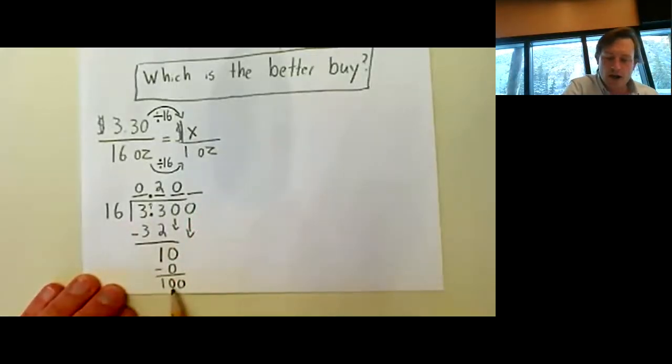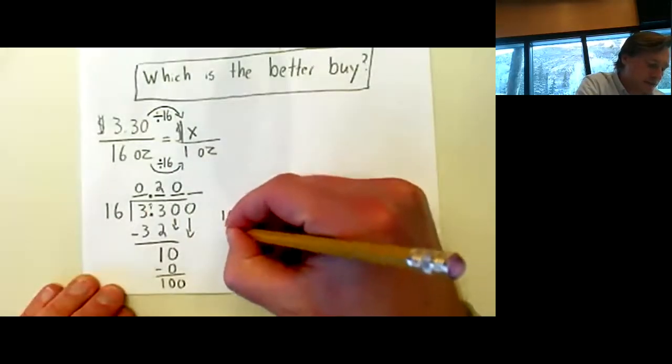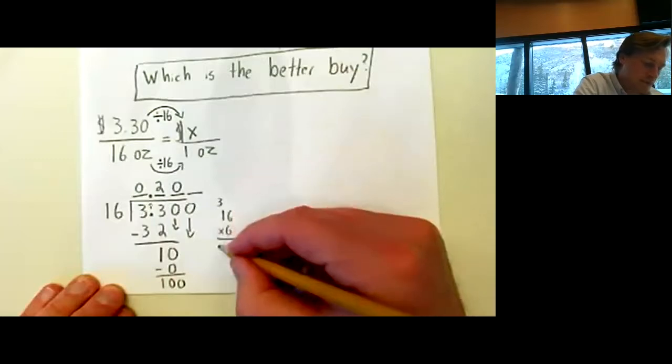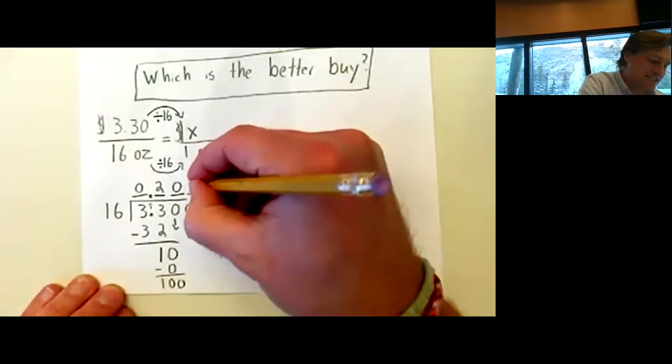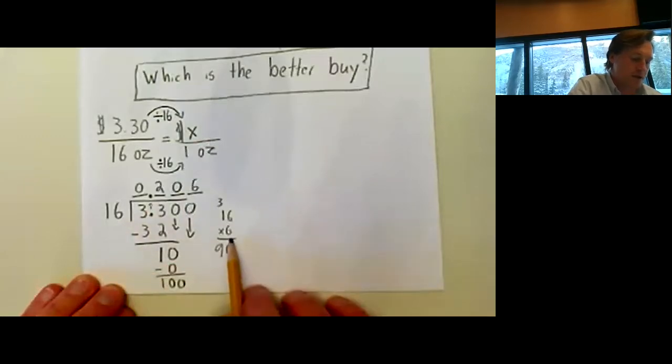16 goes into 100. How many times? Let's guess 6 times. Good. Okay, so I'm going to put my 6 here. So I asked, how many times does 16 go into 100? It goes in 6 times.